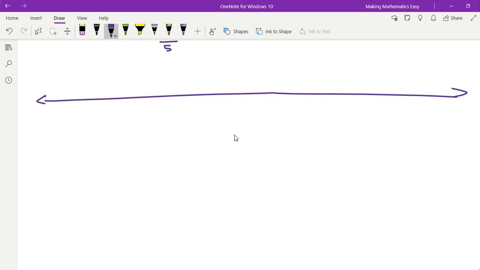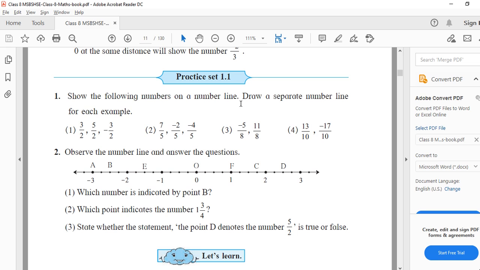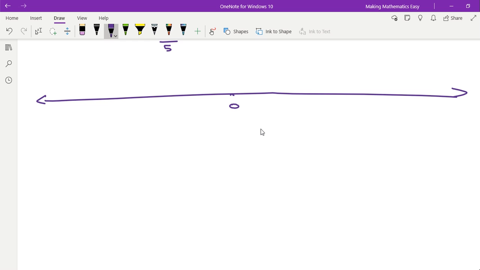Let's mark the origin first, so this will be 0. Now we need to see that the denominator is 8, so the 8th point should be number 1 basically. From 0 to 1, the 8th point should be number 1. And on the positive side we have numbers greater than 1. Okay, so let's go ahead.